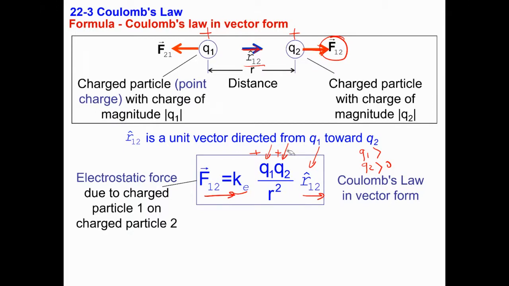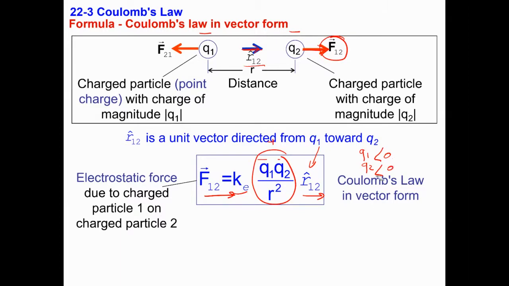Same thing if we have Q1 and Q2 negative. So if Q1 and Q2 are negative, negative times negative will give us positive. So let's assume here the two charges are negative. There will still be a force of repulsion. So F12 is still going to be positive, because negative times negative gives us positive. It will be in the same direction as the unit vector R12.